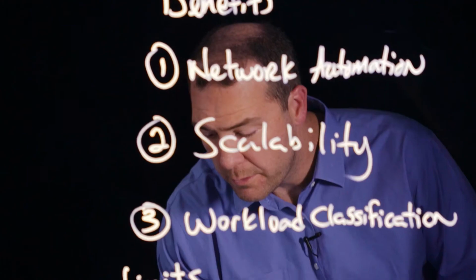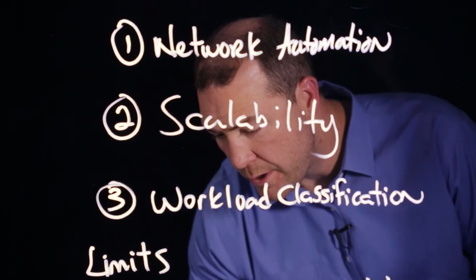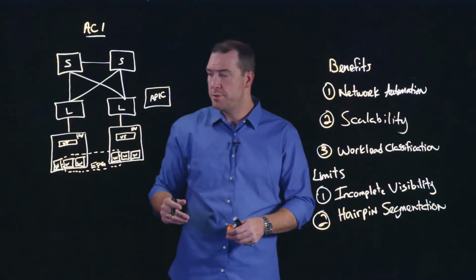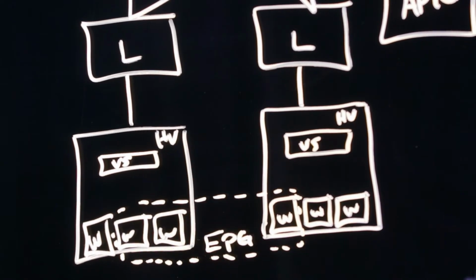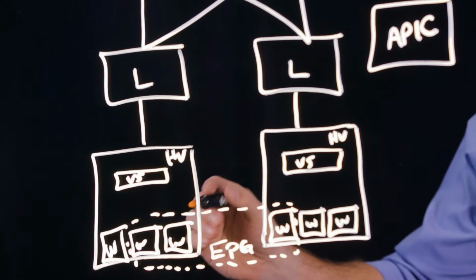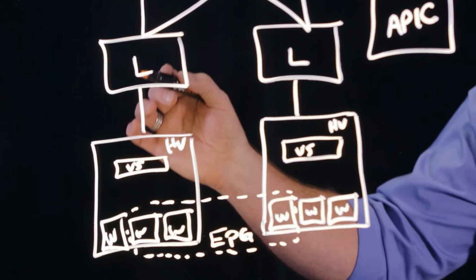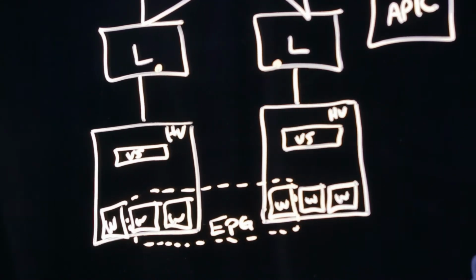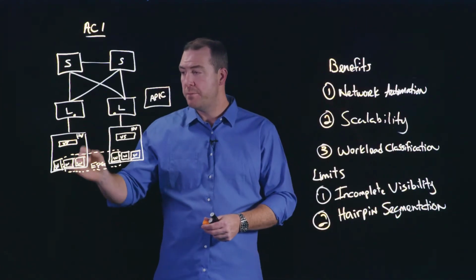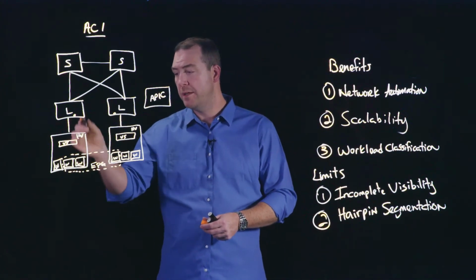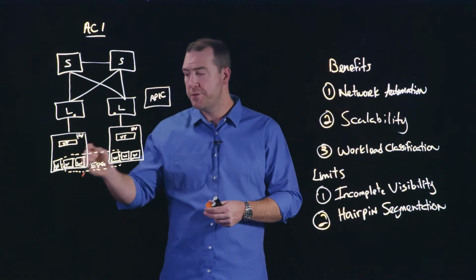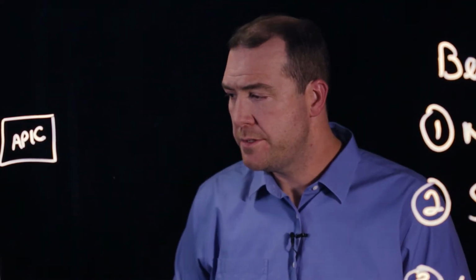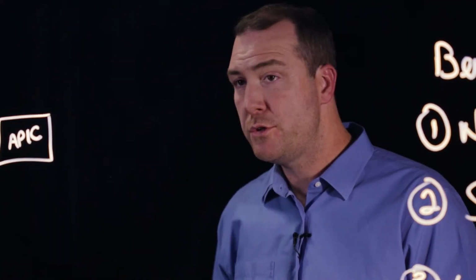So the second thing that we want to talk about is hairpin segmentation. Now within ACI, in order to do segmentation between workloads within the same EPG on a hypervisor, I have to actually trombone that traffic up to my leaf switch and back down in order to do any type of segmentation here on my leaf switch. So now I have to send traffic back and forth across my leaf switch in order to do any types of enforcement to segment workloads within an EPG on a hypervisor. So that's a limitation, and it's really not optimal to bounce that traffic back and forth up to my physical infrastructure.